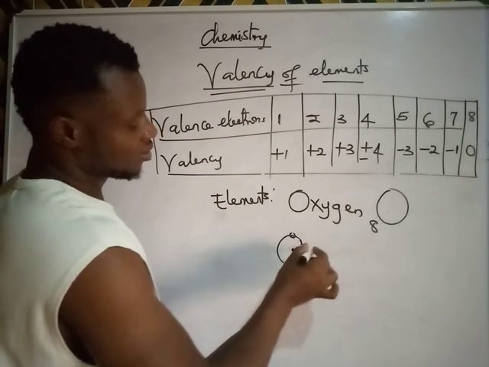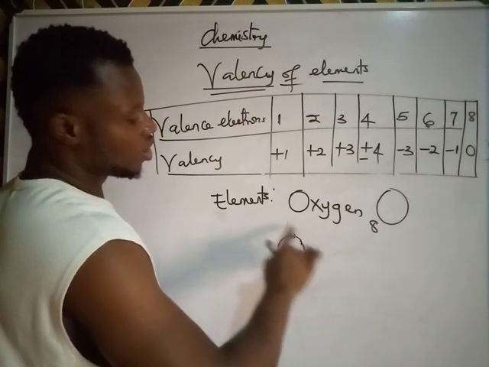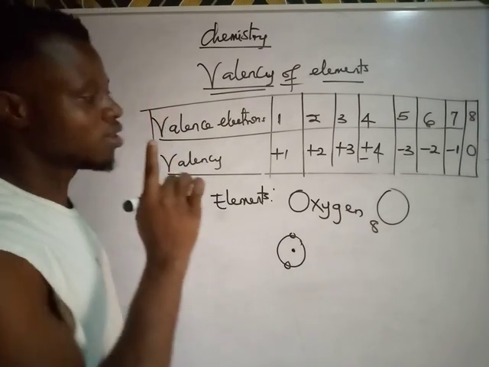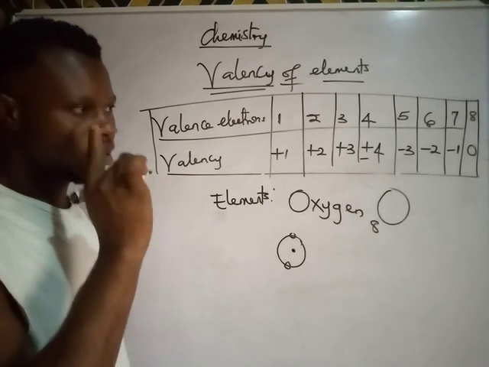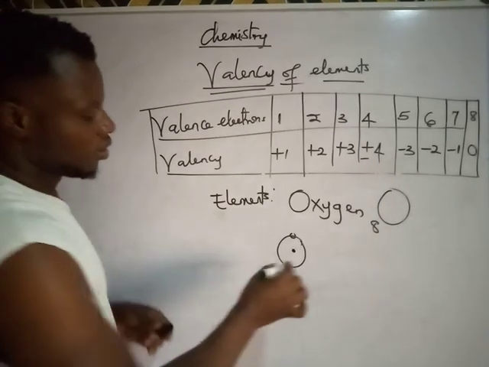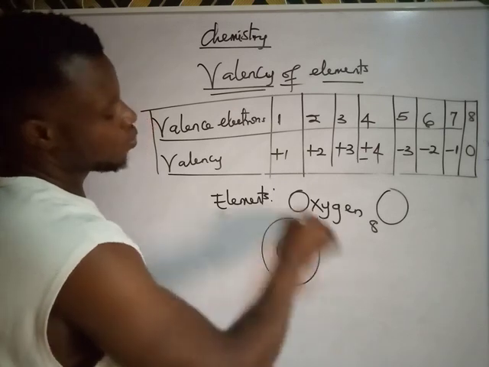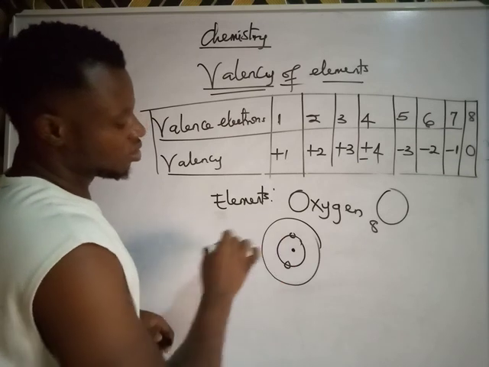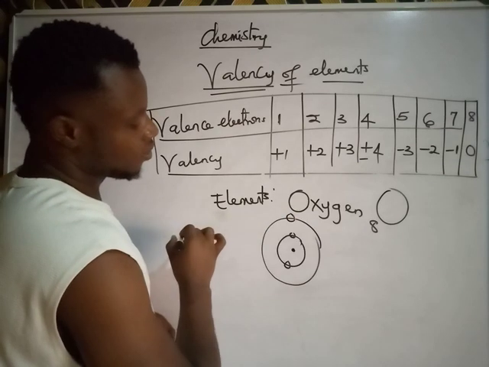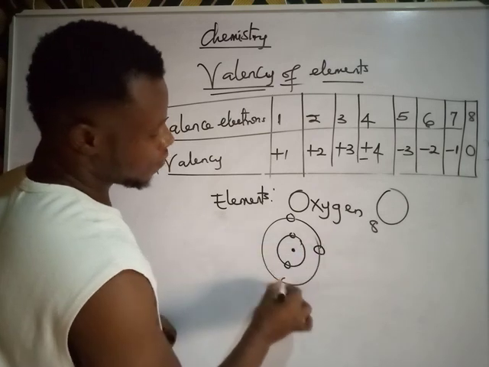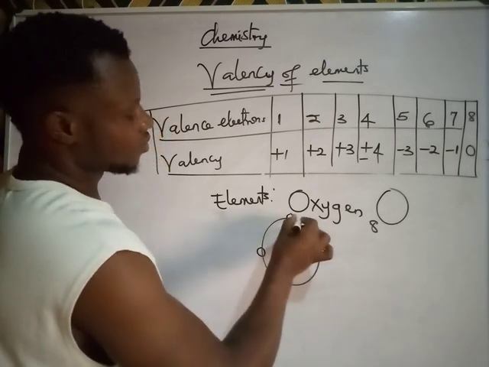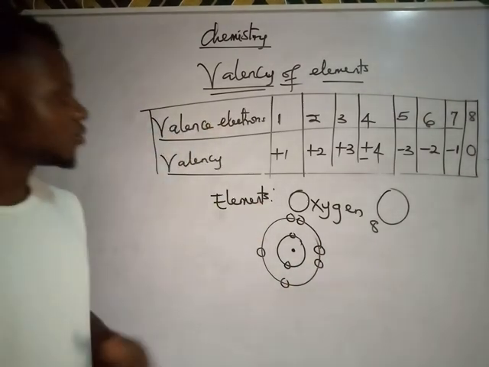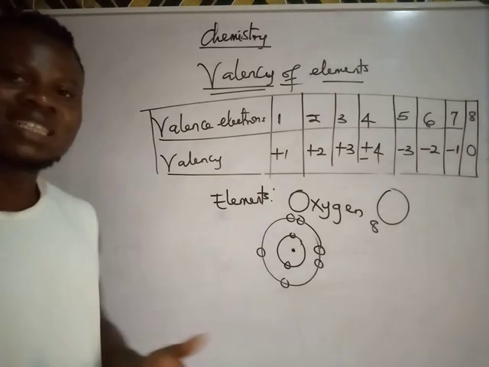It is remaining 6. This particular first shell has completed the duplet structure, which says that the first shell of every element will first of all complete the duplet structure. Then in other shells we're now trying to complete the octet structure. We have these 2 electrons, and the next one is here, making it 3, 4, 5, 6, 7, 8.